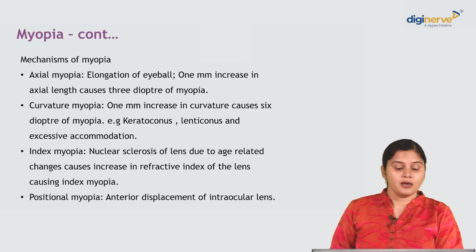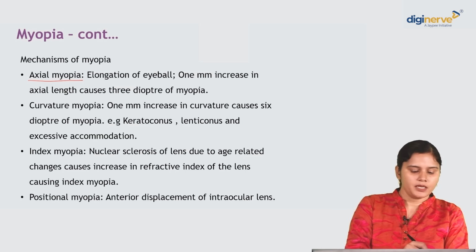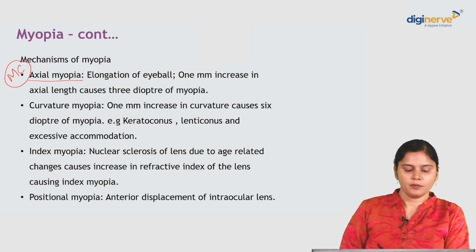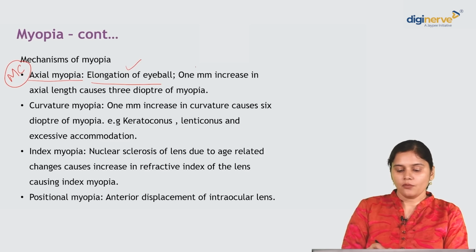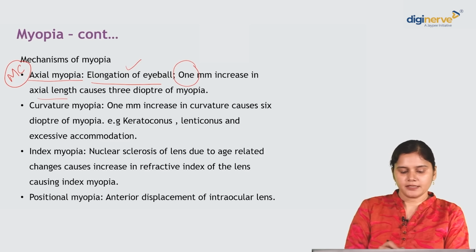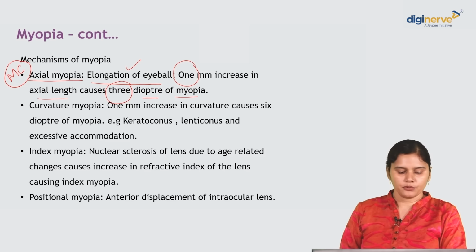Mechanisms of myopia are axial myopia. Axial myopia is the most common type of myopia. It happens due to elongation of the eyeball. A 1 millimeter increase in the axial length causes 3 diopters of myopia. So this is a very important question.